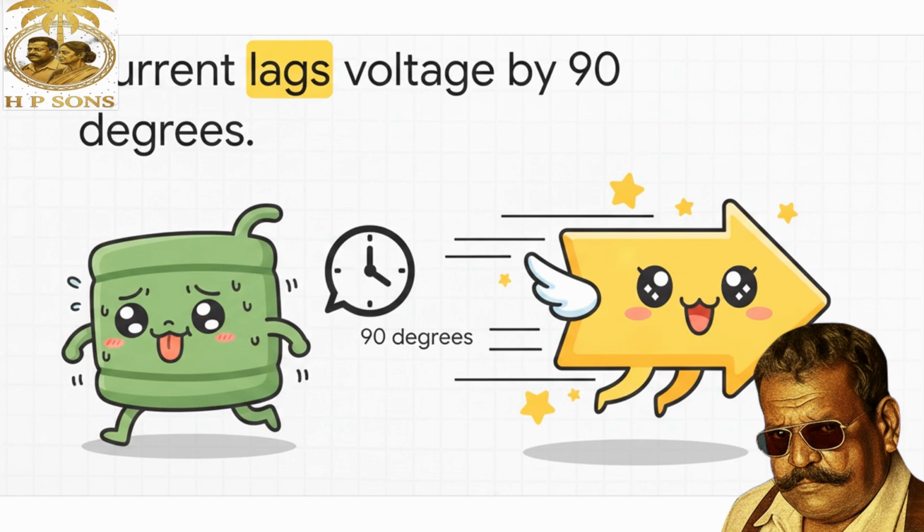If we look at our phasor clock, the current phasor is lagging a full quarter cycle, or 90 degrees, behind the voltage phasor. But here's the absolute most mind-blowing takeaway from the physics here. Despite limiting the current, the average power consumed by a pure inductor over a full cycle is exactly 0. Yeah, 0. The energy just endlessly sloshes back and forth between the power source and the inductor's magnetic field.